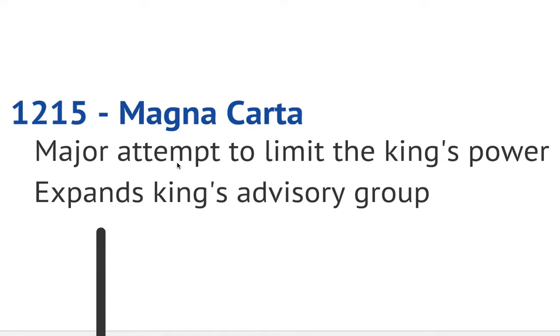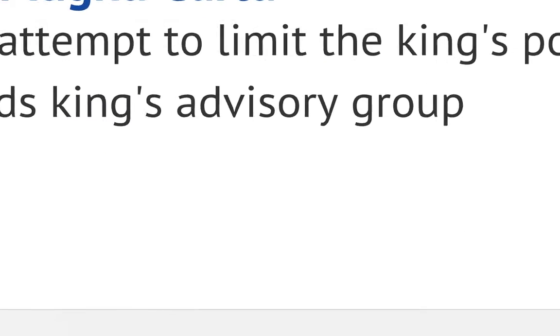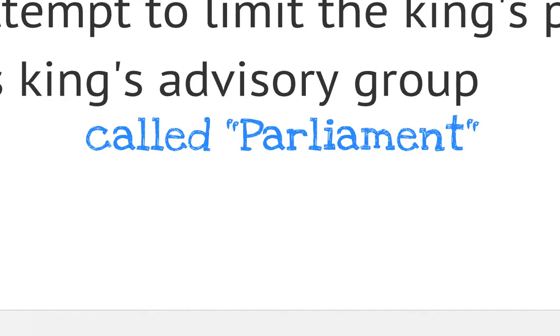However, two major things resulted. This is the first time someone said, hey, you're acting ridiculous. And when you say that, you're saying that even though God appointed you, we still think you're acting ridiculous, and that's huge. But then it also expands the king's advisory group. Their advisory group prior to the Magna Carta was a bunch of people who would maybe offer suggestions, but really weren't taken seriously. This advisory group ends up being called Parliament.